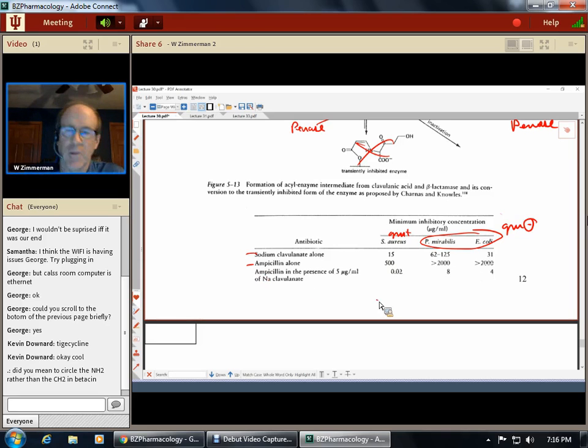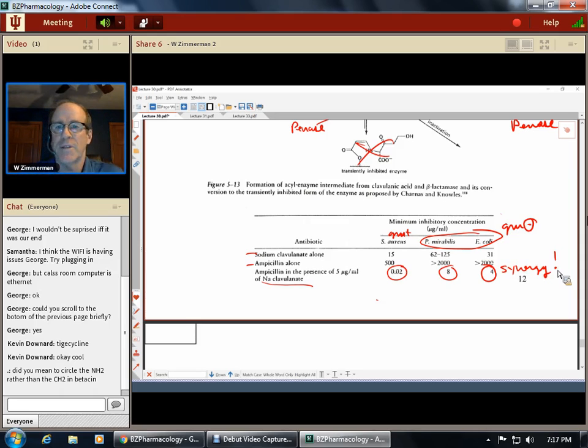But notice that looking at the ampicillin all alone, it doesn't do very well. But the ampicillin in the presence of clavulanate, look at that. So what we see here is a nice synergy. Again, 1 + 1 = 5.